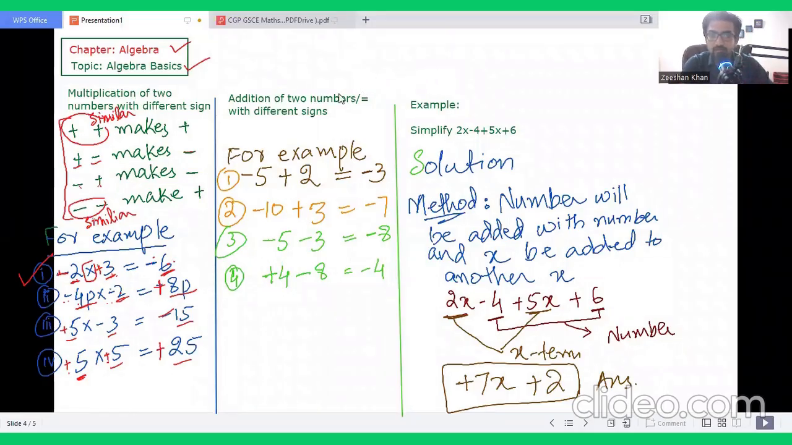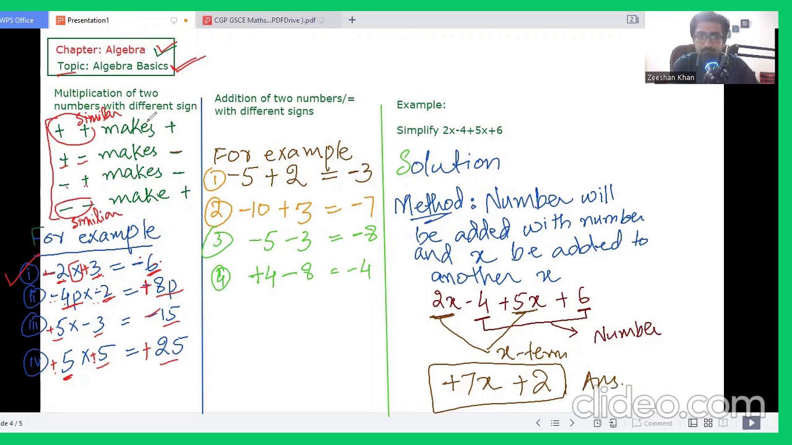Hello, everyone. This is the first topic of the algebra section. The chapter is algebra, and the first topic which we will study in this lesson is the basics of algebra. First of all, many students are facing issues while multiplying two numbers with different signs. So let's study these signs.